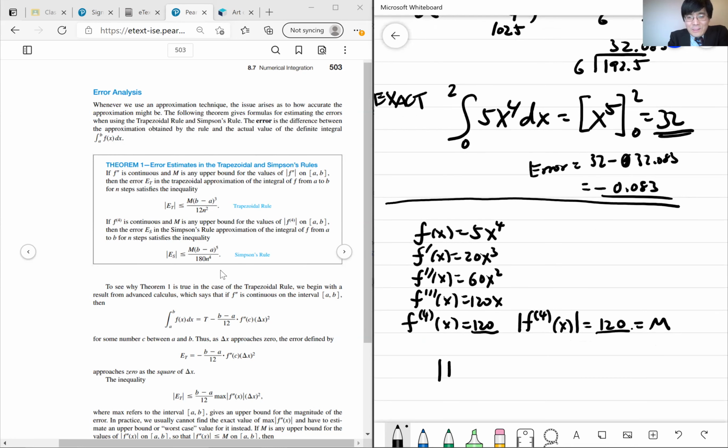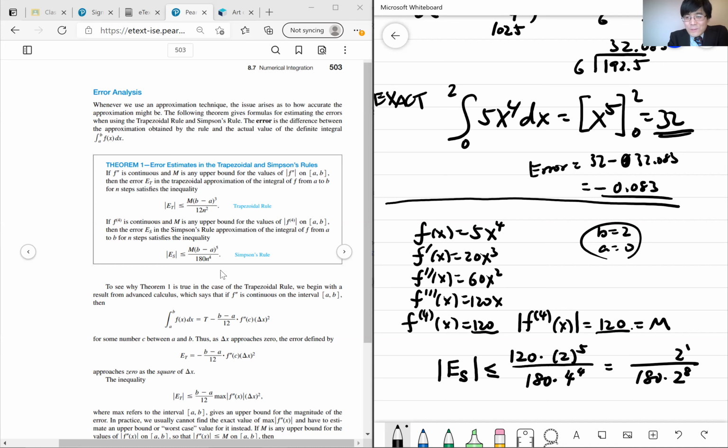So the absolute value of the error by the Simpson rule is at most 120 times... In this case, we use b equal to 2, a equal to 0 for the interval. So it's going to be 2 to the power 5 divided by 180 times n to the power 4, which is quite good. In this case, the number of intervals we used is 4, so 4 to the power 4. So that's going to be 180 times 2 to the power 8, with 2 to the power 5, 120. So it's going to be 2/3 times 1/8, which is 1/12. So the maximum error we could have is 1/12.